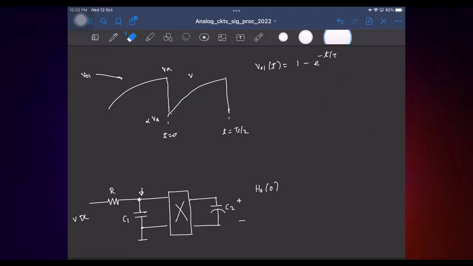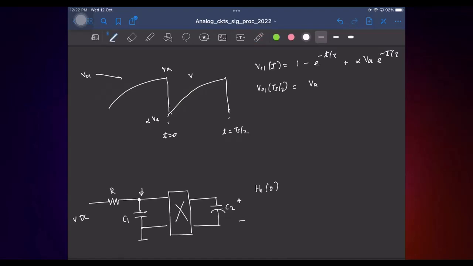On top of it, you also have now the capacitor discharging. What is that? Alpha VA. Okay. And this, when you take the value at Ts by 2, that is going to be VA. Right? So you can put Ts by 2 and find VA. And once you know, just take the average of this.